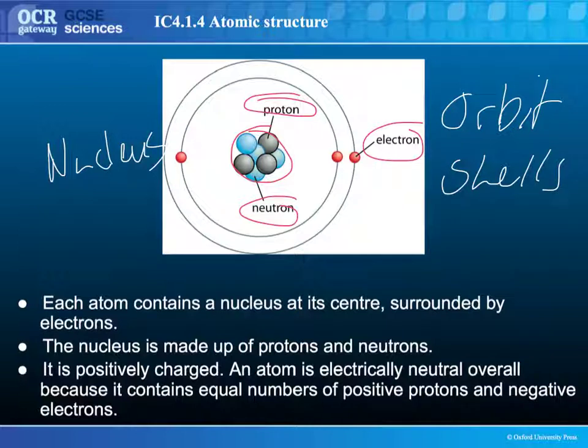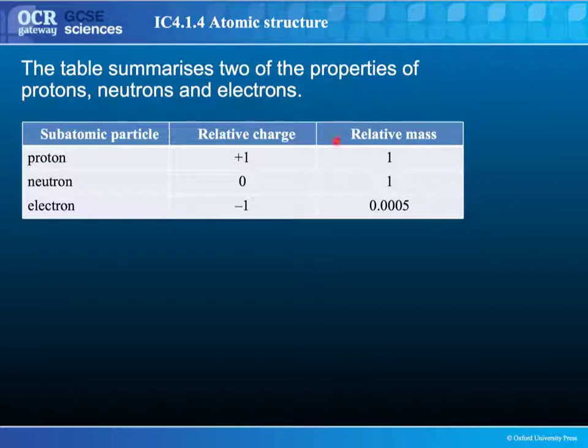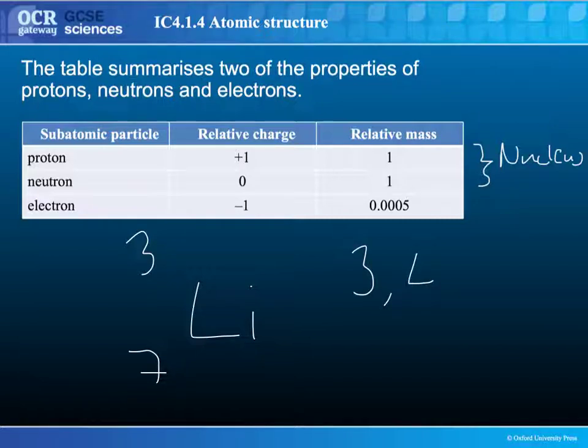There are two more things that you need to know about these subatomic particles, and that relates to their mass and their electrical charge. In terms of the mass, it's only the subatomic particles contained in the nucleus, namely the proton and the neutron, that have any mass. Sorry, they both have the same mass. They both have a mass of 1. So if you take the example of lithium that you saw in the previous slide, lithium having atomic number 3 and a mass number of 7, it contains 3 protons, 4 neutrons, giving it an atomic mass of 7.